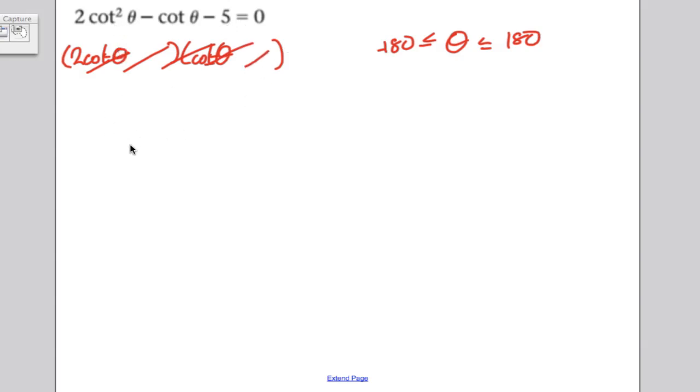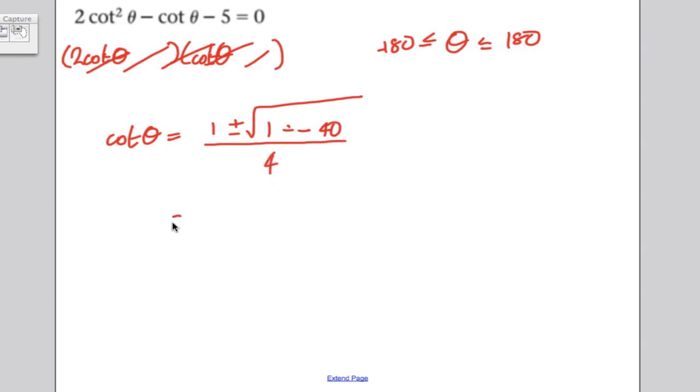So what you do is you use the quadratic formula and you say that cot theta is negative b, which is 1, plus or minus the square root of b squared, which would be 1, minus 4 times 2 times minus 5, so that would end up being minus 4 times 2 is 8 times minus 5 would be 40, all over 2a, which would be 4. So cot theta will be 1 plus the square root of 41 over 4. That would be one solution for cot theta, and on the other hand, cot theta would be 1 minus the square root of 41 over 4.